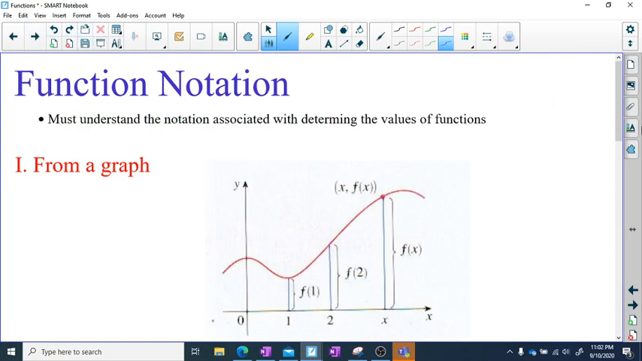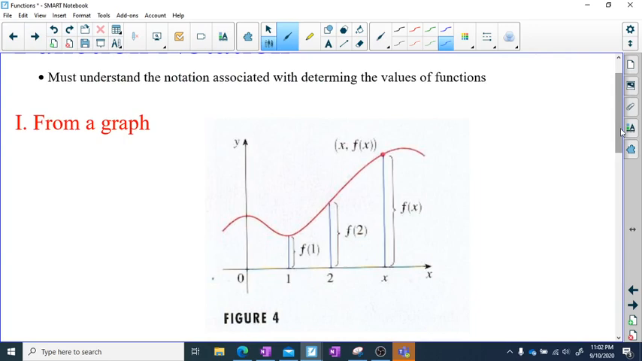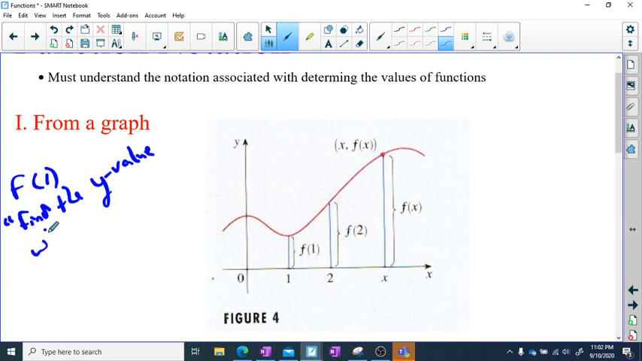Function notation. How to read function notation. Well, the first thing is this. You should understand what that means. F at 1. If I translate that into words, it means find the y value when x is this number right here. So in this case, find the y value if x is 1 on the function f.